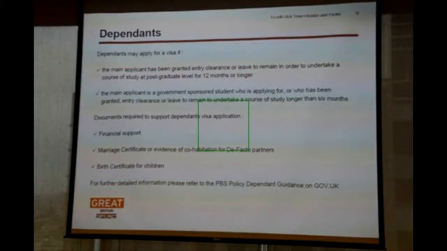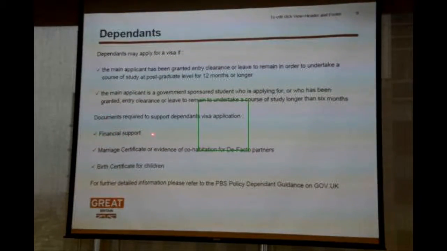Dependents can also apply for a visa. If you're going on a course of study for 12 months or longer, you can take your dependents to the UK. If you're a government-sponsored student who is applying for a course for longer than 6 months, you can also take your dependents to the UK.